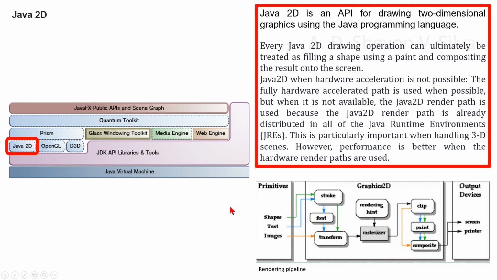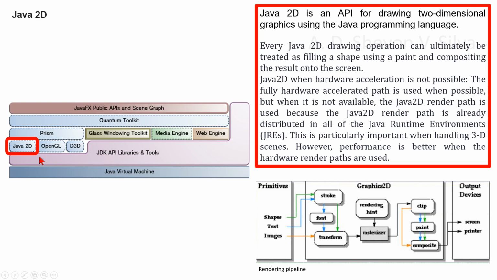Now we are focusing on Java 2D. Java 2D is an API for drawing two-dimensional graphics using the Java programming language. Every Java 2D drawing operation can ultimately be treated as filling a shape using a paint and compositing the result into the screen.